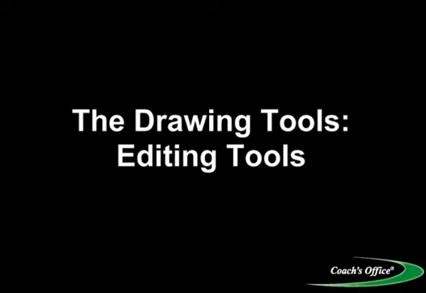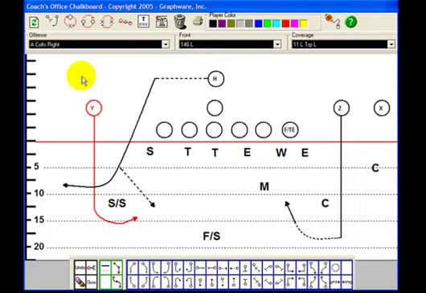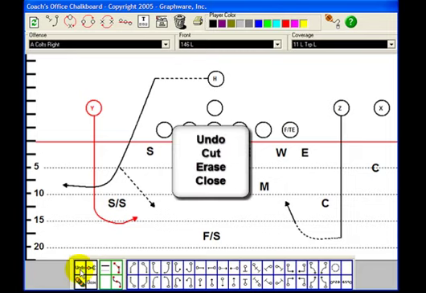The drawing tools, editing tools. We've been making changes to the routes and calling it adjustment. We were really editing them, but we weren't using the editing tools. The editing tools are undo, cut, erase, and close.